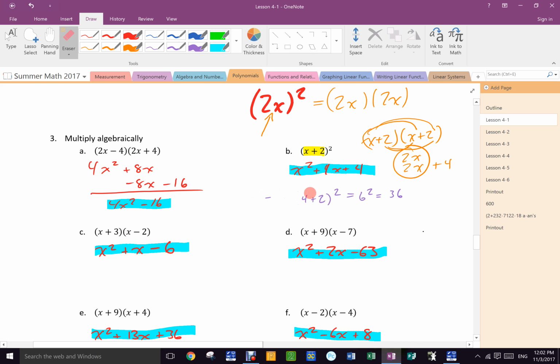Okay. Now, x still equals 4, but what would you do with the blue? What is this first x? 4 squared, yes? What is the second x? 4 times 4 plus 4, yes? What is 4 squared? 16. What is 4 times 4? 16. Plus 4. What's 16 and 16? What's 32 and 4? 36. Does everybody get it?